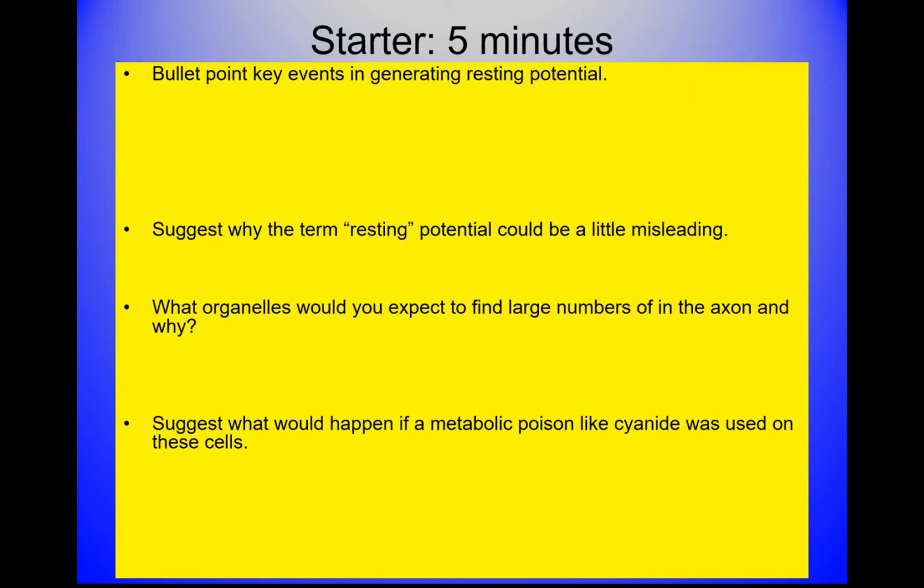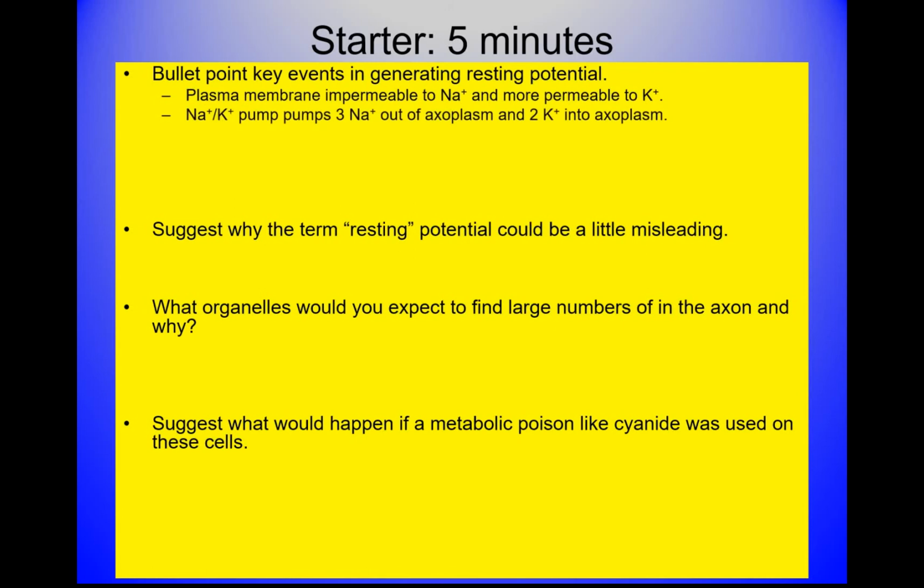Okay, so let's see what you wrote for generating resting potential. So hopefully you got the idea that the plasma membrane is impermeable to sodium ions but more permeable to potassium ions. You could have had information about the gated channels in there, but you want the idea of differential permeability. You need the idea of the sodium-potassium pump with the unequal pumping of sodium ions and potassium ions, so 3 sodium out, 2 potassium in, active transport process.